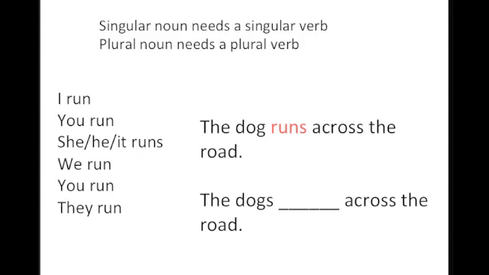And then in this example, the dogs something across the road. In this one, dogs is plural, so we need a plural, so not these three. We run, that's not it. You run, that's not it. They, yeah, it's they run. The dogs run across the road.